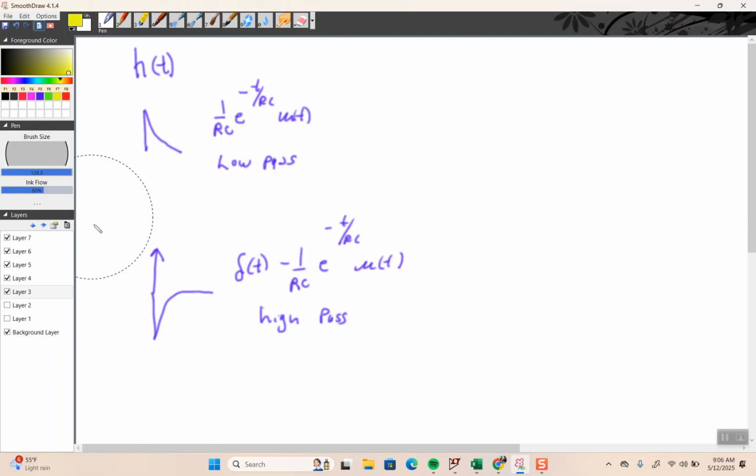Now what I'm about to tell you is just memorization, right? But the high pass has the delta function in it, right? Because it's detecting the edge. So if you need to memorize things, memorize that. If you see a delta function in there, at least for, let's say, problem 3, it's got to be a high pass.